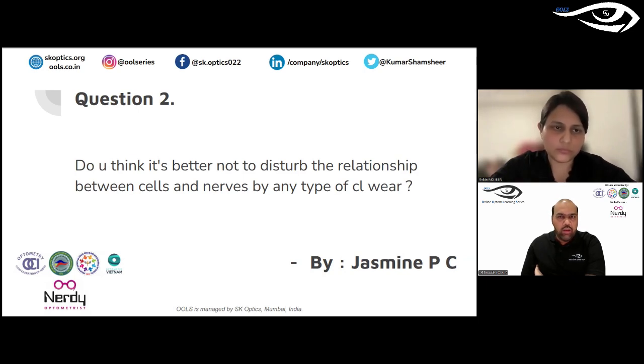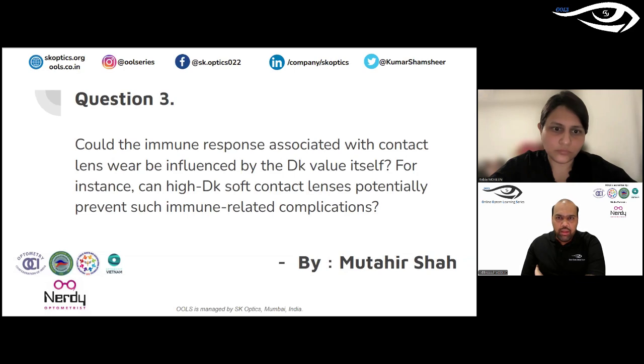And is there any role of oxygen permeability of the material, in terms of high Dk material versus low Dk material? Have you tested these kinds of things? Do you find any changes when it comes to Dk value?